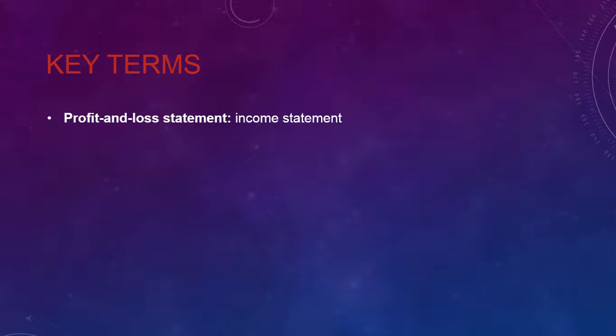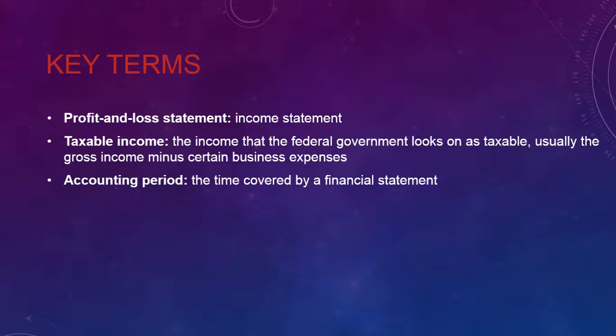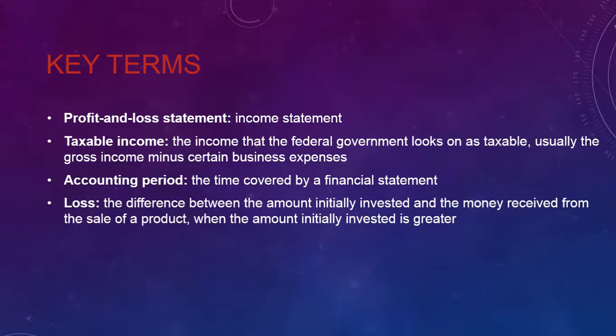First one is profit and loss statement, which is basically an income statement. We'll go into more details in the next slide for this. Taxable income is the income that the federal government looks on as taxable, usually the gross income minus certain business expenses. Accounting period is the time covered by a financial statement. Loss is the difference between the amount initially invested and the money received from the sale of a product when the amount initially invested is greater.